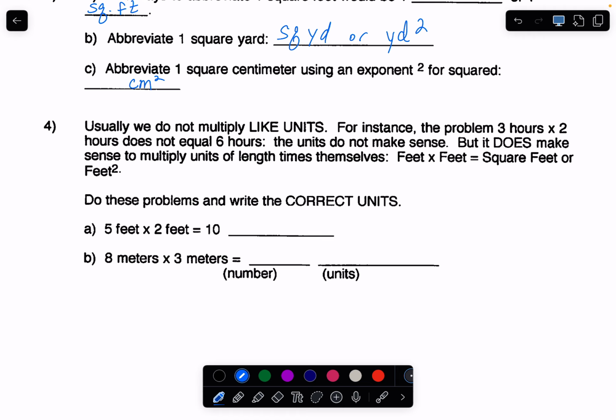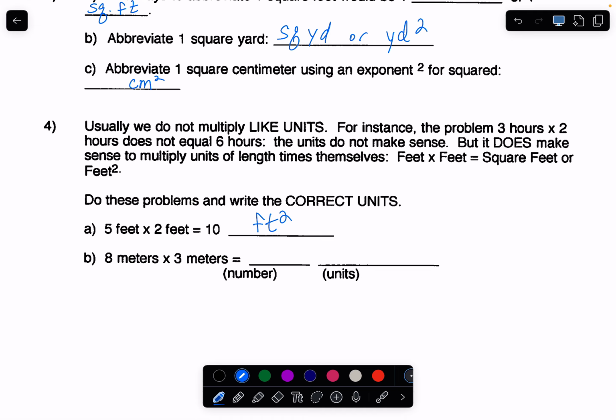So in this problem, if we are thinking of the area of a shed, the floor of a shed is 5 by 2, that's okay to multiply them, but it would be 10 square feet. And if you put SQ feet, you're okay. If you put the square on the foot, that's okay too.